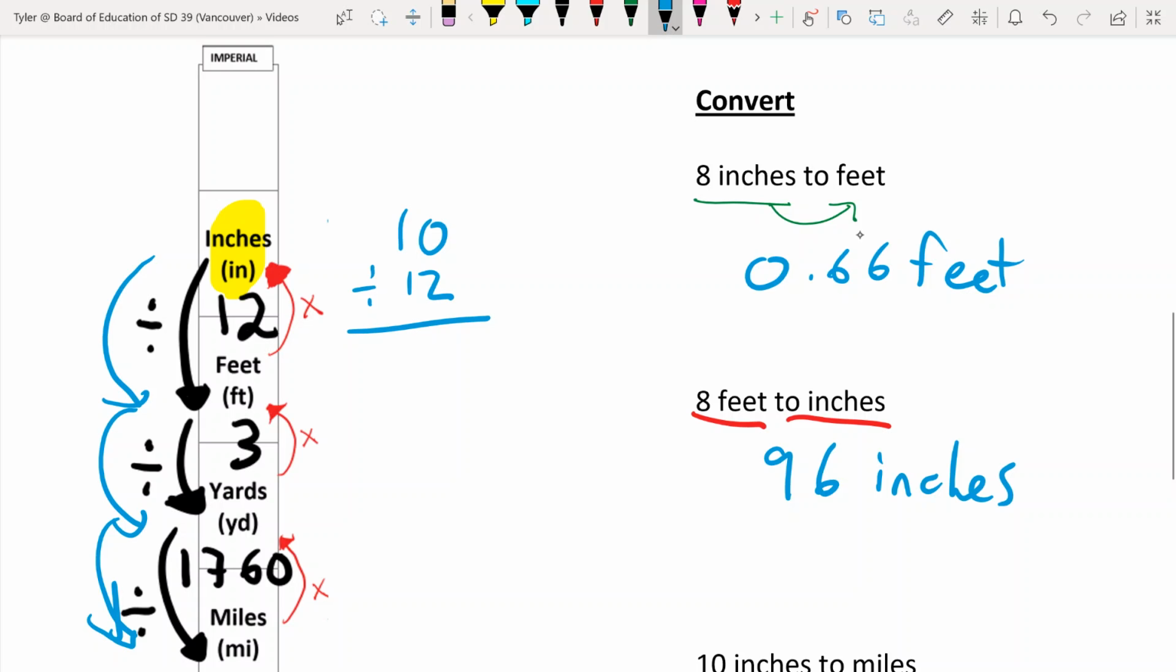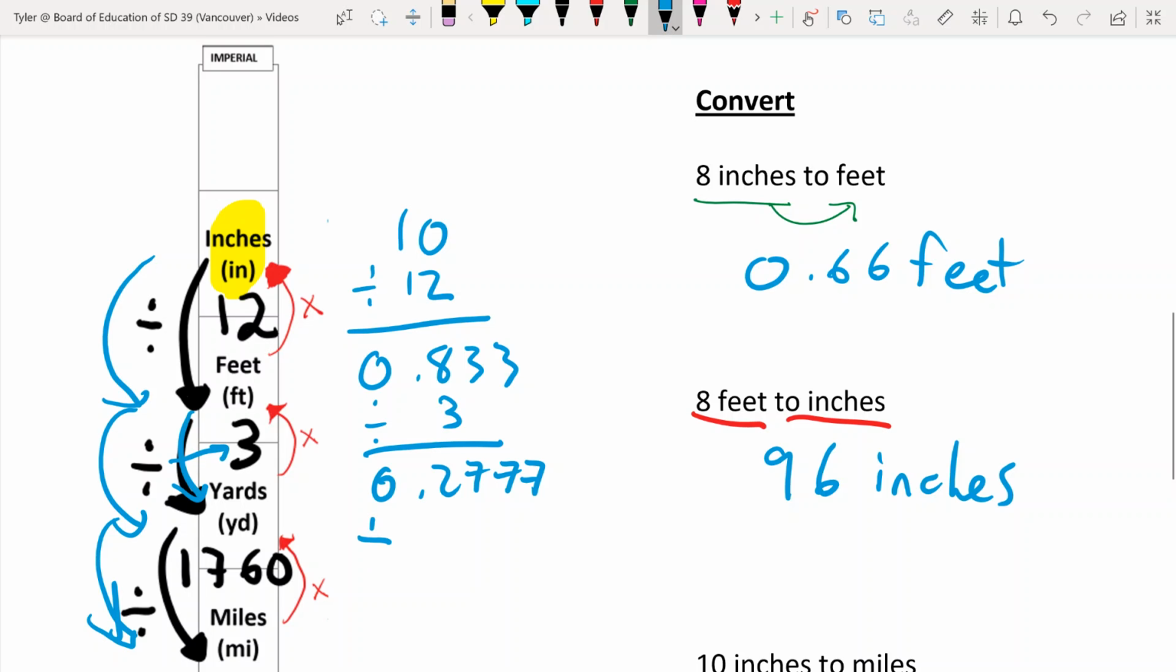When I do that, 10 divided by 12, you get 0.833, whatever. Now I need to divide again. Right here, I need to divide by 3, because that's what it says to do next on my chart. So when I say divide by 3 on my calculator again, I get 0.27777. Okay? Now I have to divide again, as I go down this last part, by 1760.